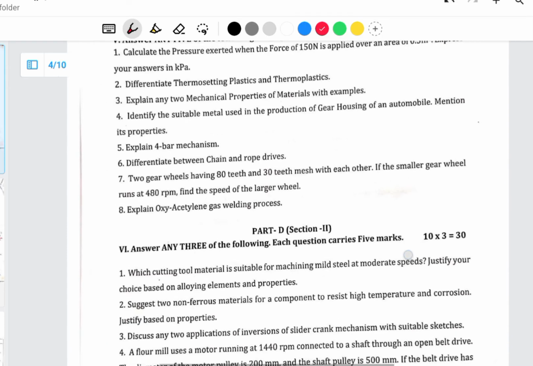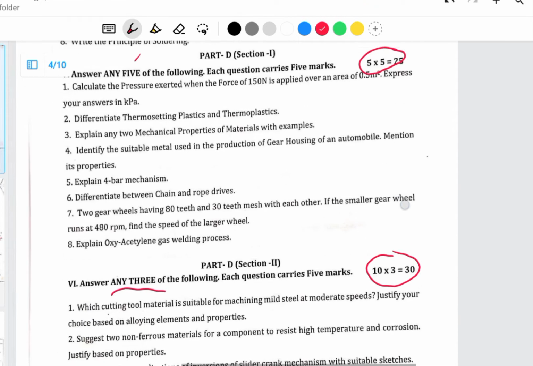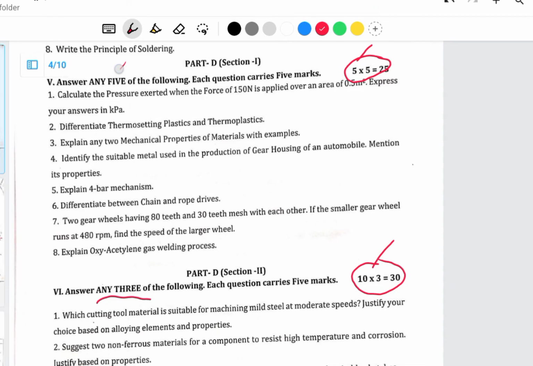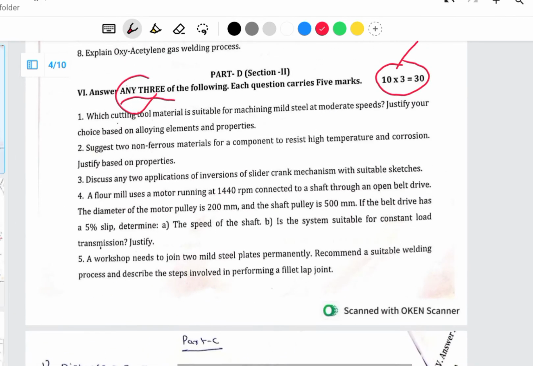Next, in Part D, each question is for 10 marks, any 3 questions you can write. Here each question is for 5 marks, here it is for 3 marks each question, which means you have to write 5 questions here, and 3 questions here. Then next, this is the last, 10.